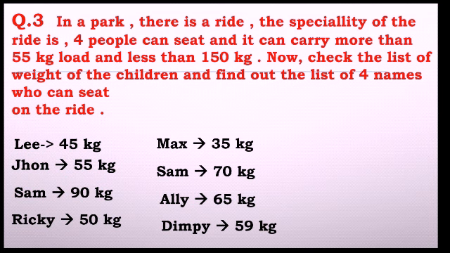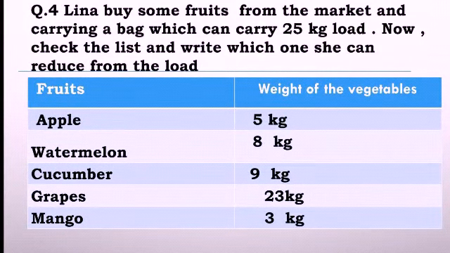So first of all, you have to take the names, make a chart, write their weights also, and find the total weight. In this way you can do it, and after that you can write your answer. Now, before starting question 4, you have to give the answers to questions 3 and 4 in the comment section.